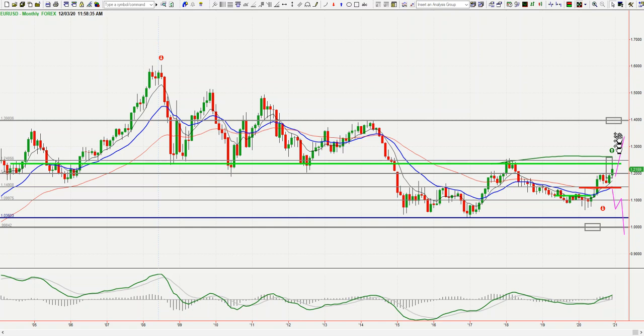And it might even consolidate within this range of this green line and the 4,000, because both levels are very important. So we might be range bound for a couple of months. It might even be a year or two, right? But finally we should then actually break this level. This is a very important level.